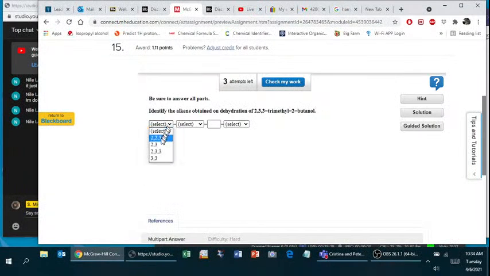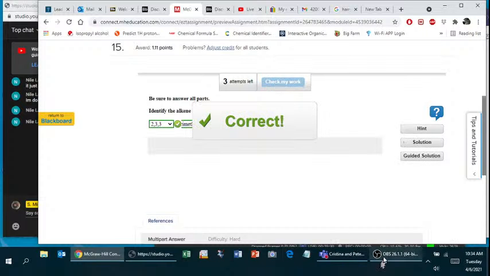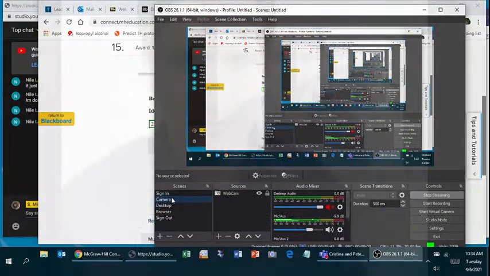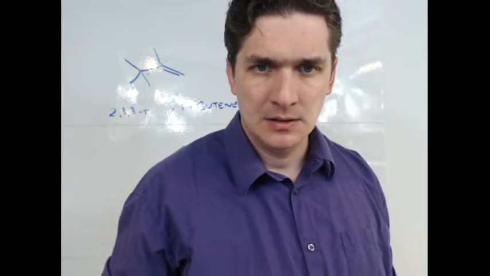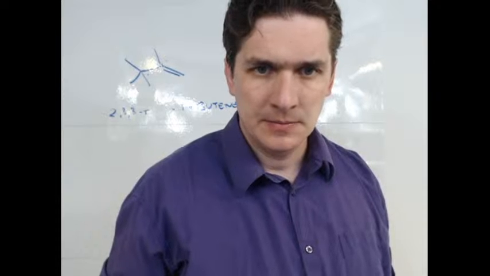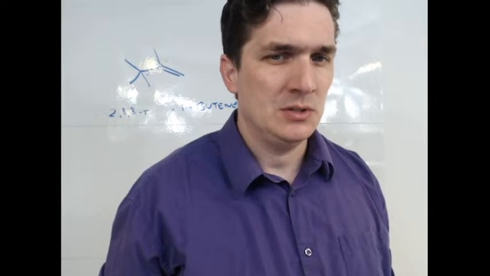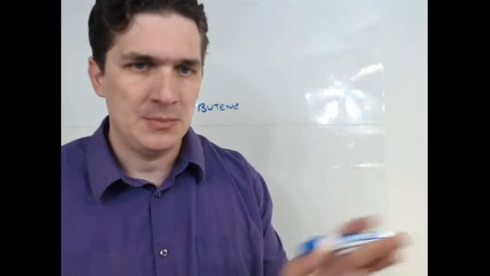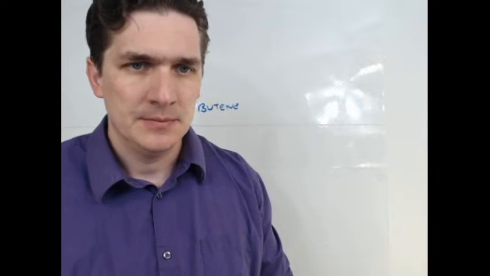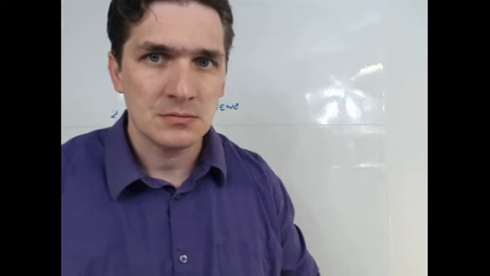So I can show you the desktop really quick. 2,3,3-trimethyl-1-butene. It seems to think that's correct. I mean, my only guess is maybe you accidentally put the 2,2,3,3. So you did it correctly, you just happened to slip the digit. But yeah, I get the 2,3,3-trimethyl. It works.